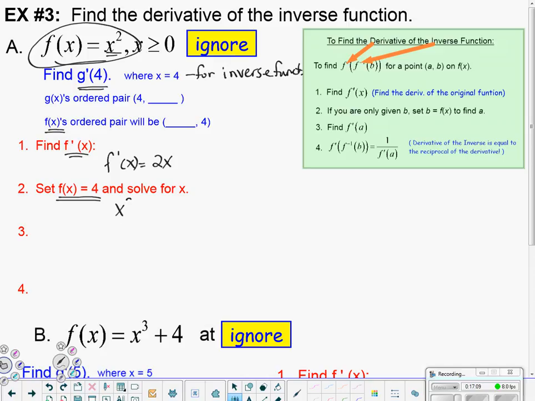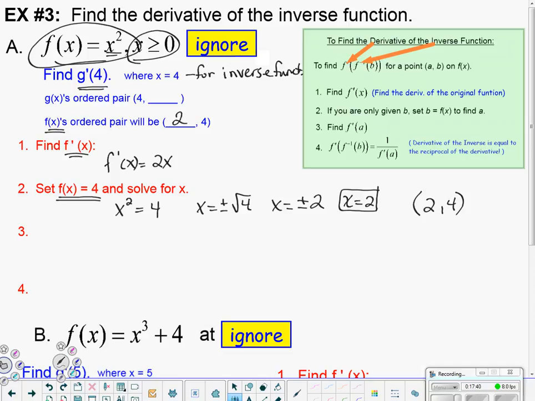So x squared equals 4, which means that x is equal to plus or minus the square root of 4, which means x is equal to plus or minus 2. But we want all x values that are greater than 0, so we're going to just keep our positive 2, okay? Now, this tells me that I have an ordered pair of 2, 4 for the original function, doesn't it?